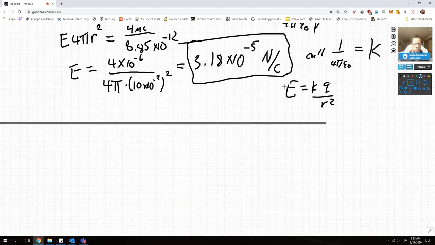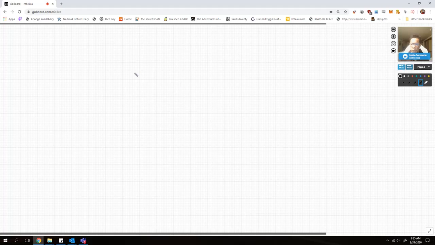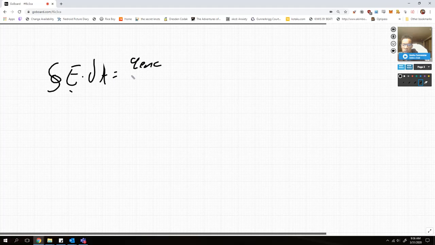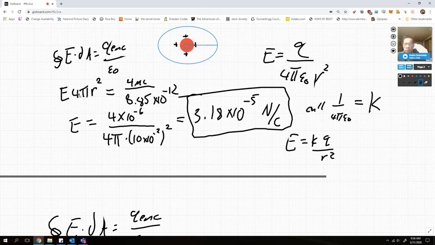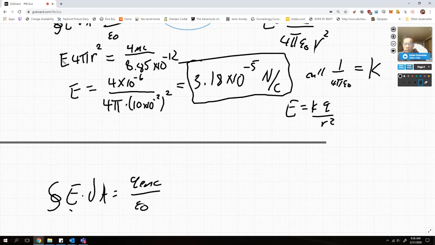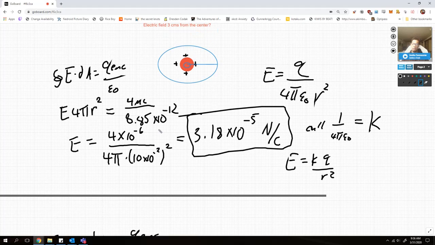So let's go to page 3. My Gauss's law, integral E dot dA equals Q enclosed over epsilon naught. And this time my A is going to be 4 pi r squared still. My E is going to still be what I'm solving for. So on my left side of my equation, I'm going to get E times 4 pi r squared equals Q enclosed over epsilon naught. Now here's the thing.